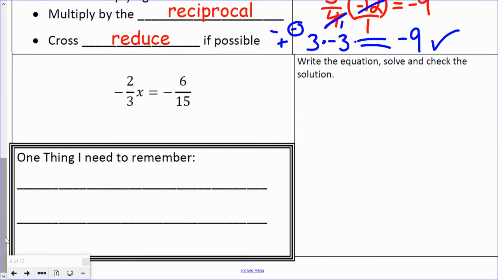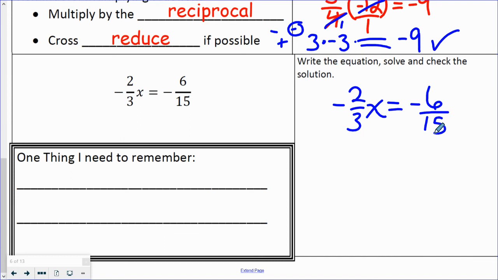All right. So now we have -2/3 x equals -6/15. Okay, so rewriting it over off to the side, I have my -2/3 of x equal to negative.